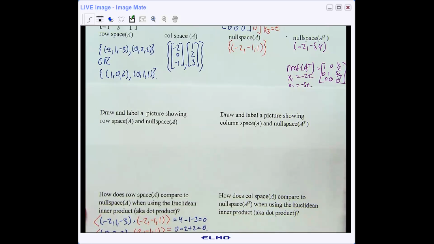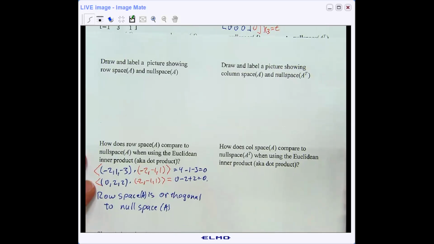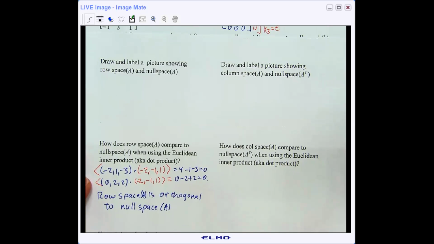And I guess I should mention that this is the row space of matrix A and the corresponding null space of matrix A. Let's slide that up so you can see what's going on. Let me give you a minute to try the same thing with the column space of A and the null space of A transpose using the Euclidean inner product, also known as the dot product.